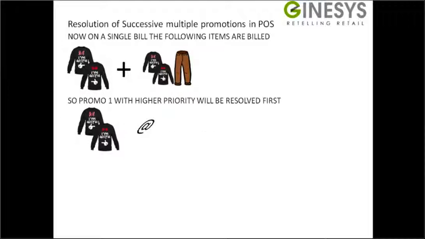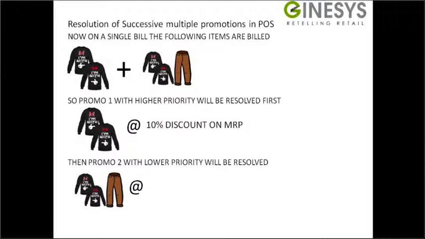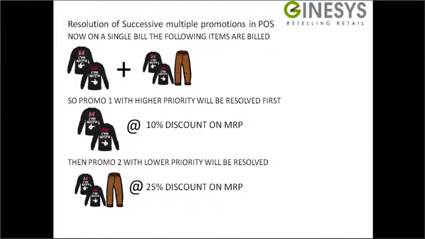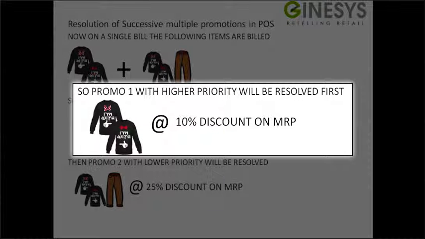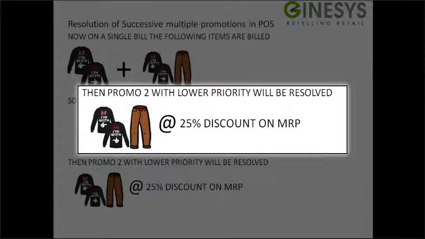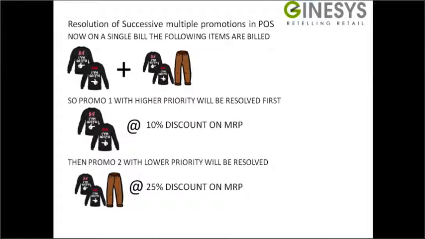Now, on a single bill, the following items are billed. There are 4 of these t-shirts and a cargo pant. So, since promo 1 has a higher priority, it will be resolved first. 2 t-shirts will be billed at a 10% discount on MRP. Then promo 2, which has a lower priority, will be resolved. 2 t-shirts and the cargo pant will be billed at 25% discount on MRP.